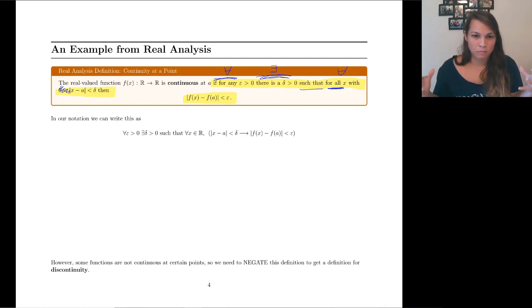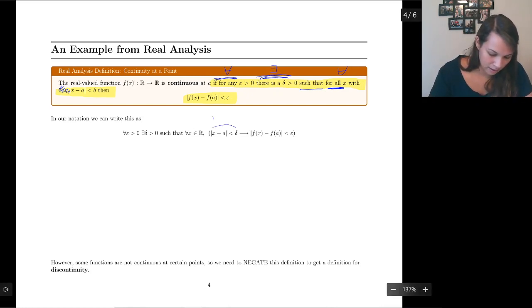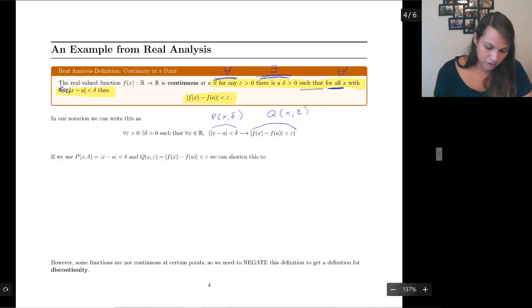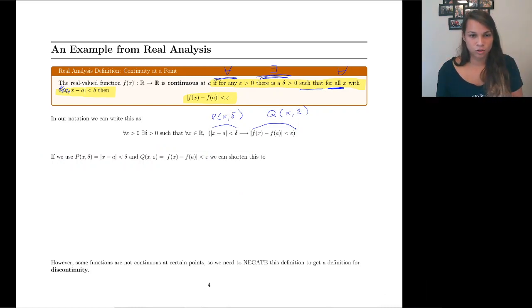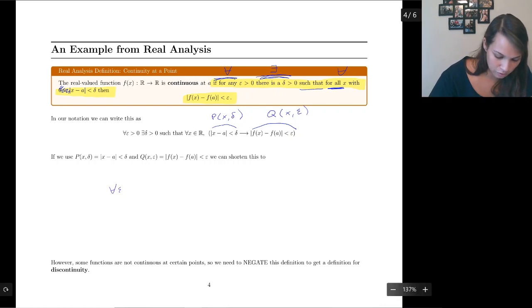So then what we can do to make this even more succinct is we could give this guy a name. Say he depends on the x and y, or x and delta, sorry, there is no y. And then this statement could depend on x and epsilon. There we go. So that's basically what we say right there. If we do this, then we can make our statement even shorter. So for all epsilon greater than 0, there exists delta greater than 0, such that for all x in R, P of x, delta implies Q of x, epsilon.